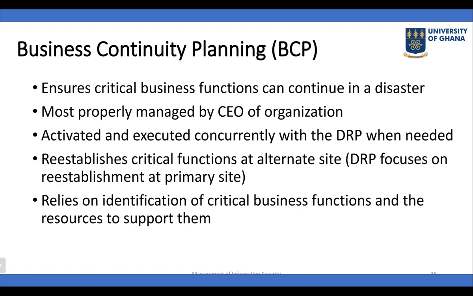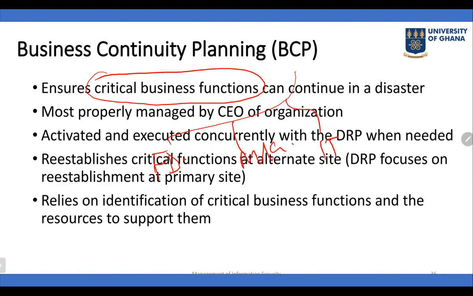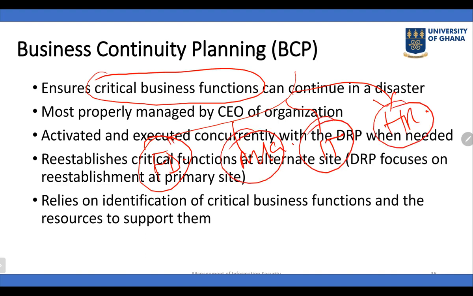To ensure critical business functions can continue in the disaster, mostly you have to focus on the critical business functions. In every business, organizations are segregated into various functions. So you have the finance department, you have the marketing department, you have the IT department, you have, let's say, the human resource management department. These are business functions, or functional areas of an organization. So let's assume that there's a problem. You need to look at the critical business functions and make sure they are in operation, are working.